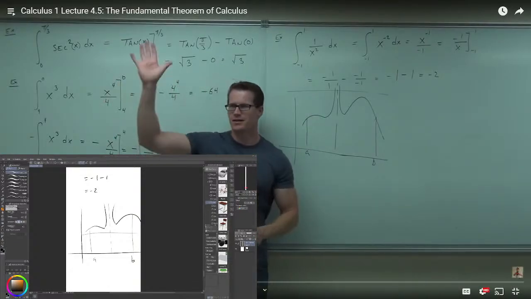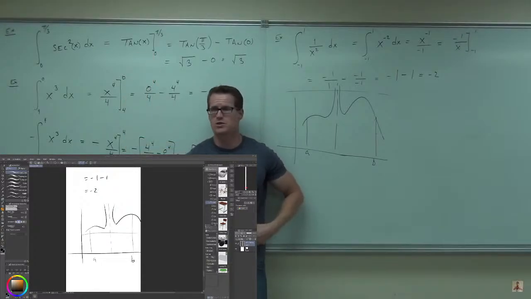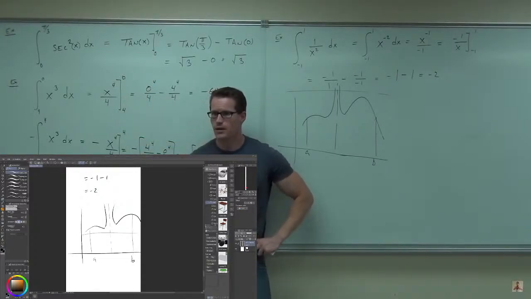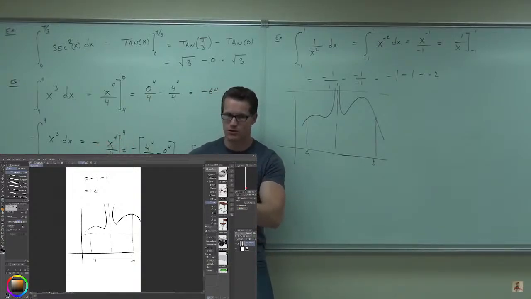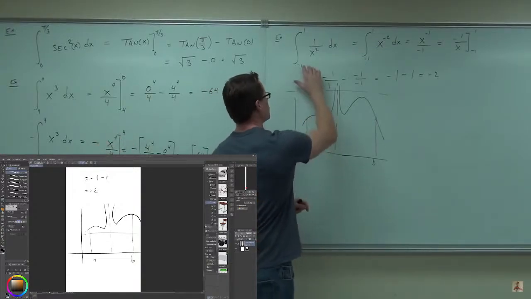How many people understood that? Where the problem is? What's the problem again? Explain it to me again. Domain issue. Why a domain issue? Someone else. Because it's undefined. Where? At 0. And why is 0 important? Because it's within the constraints. Aha. It's actually in our interval. If I had done this, would there be a problem?